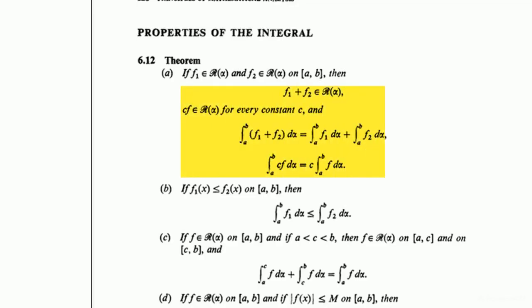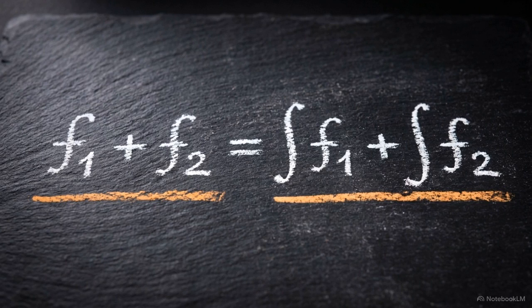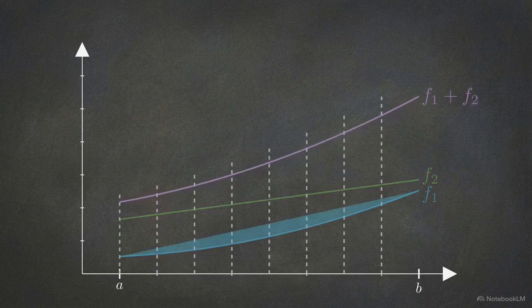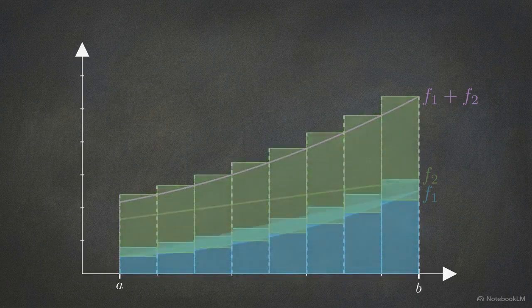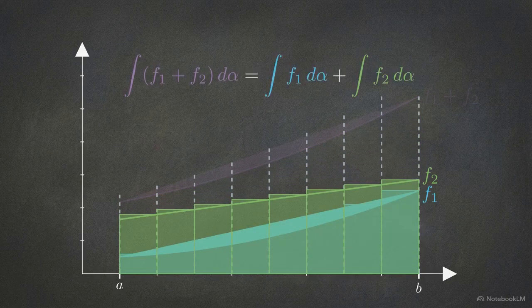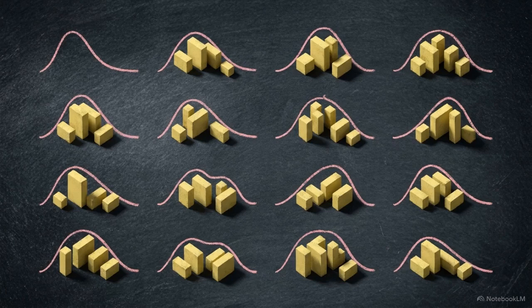Looking directly at the text of Theorem 6.12, Section A establishes the formal rule for linearity. The mathematical claim states that the integral of two added functions is equal to the sum of their individual integrals. If we plot this on a graph, two distinct curves, f1 and f2, combine to form a single higher curve. At the partition level, the combined upper sum block is equal to stacking the individual blocks of f1 and f2. In Rudin's text, the proof works because this relationship holds true for the supremum and infimum across every possible discrete partition we could draw.